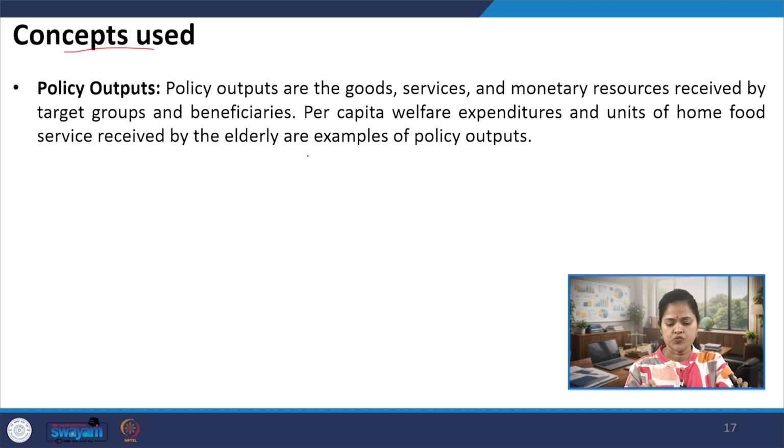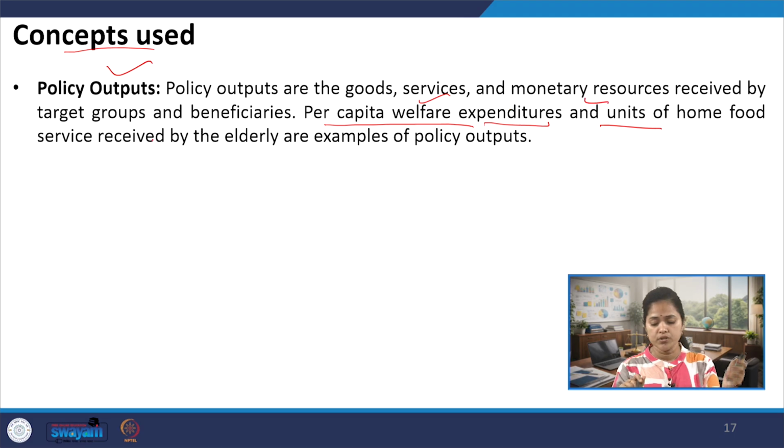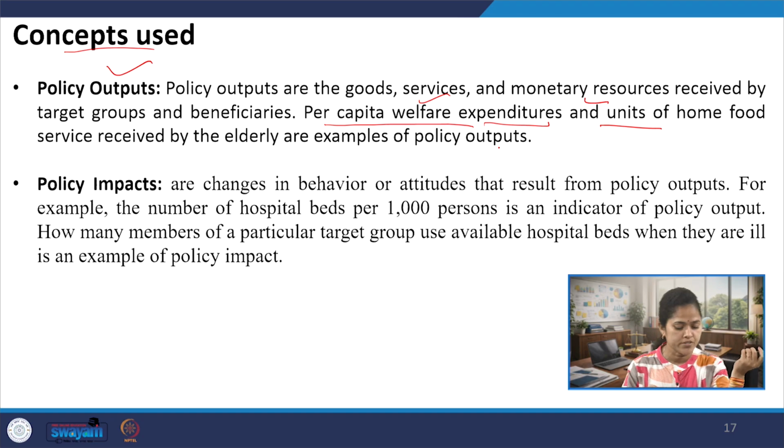For example, for policy outputs we can take into account per capita expenditures, because expenditure is quantified, it is numbered, and units of home food services received by elderly households. Here, units means the number of home food services received by the elderly household. This is also numbered, so both cases are examples of policy outputs.